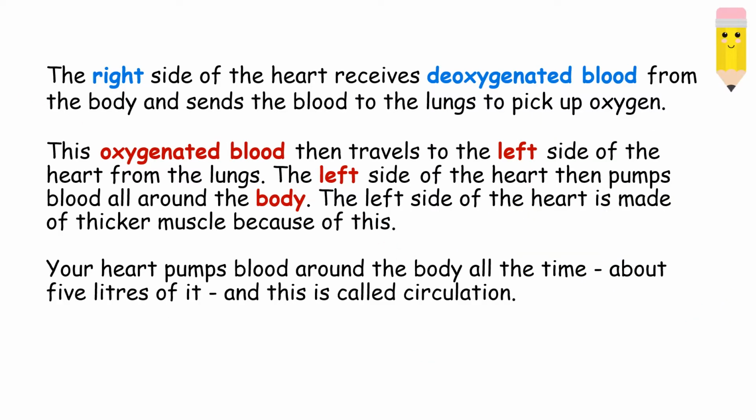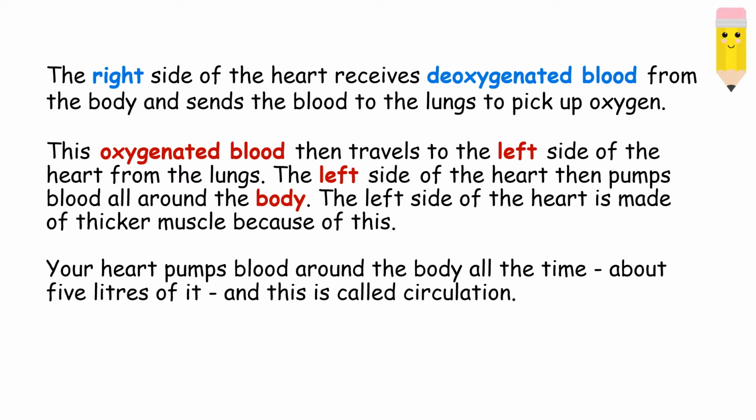The right side of the heart receives deoxygenated blood, i.e. blood that isn't carrying any oxygen in it, from the body and sends that blood towards the lungs to pick up oxygen. The oxygenated blood then travels to the left hand side of the heart from the lungs. The left side of the heart then pumps that blood all around your body. Because of this, the left hand side of the heart is made of much thicker muscle.